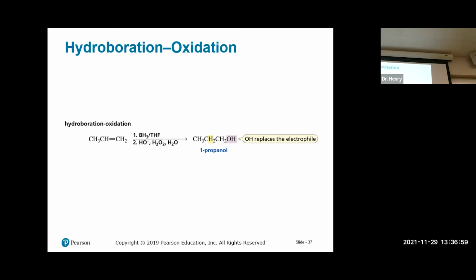Okay, so in this case, we're going to take advantage of that intermediate. We're going to actually use that borane. Borane is boron hydride, hydrogen boron hydride. So boron hydride is borane. That is its common name. BH3 is called borane. This is common.